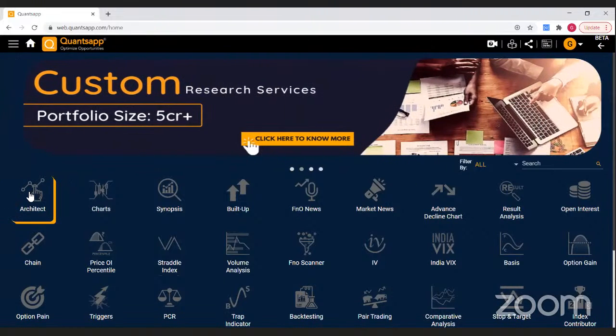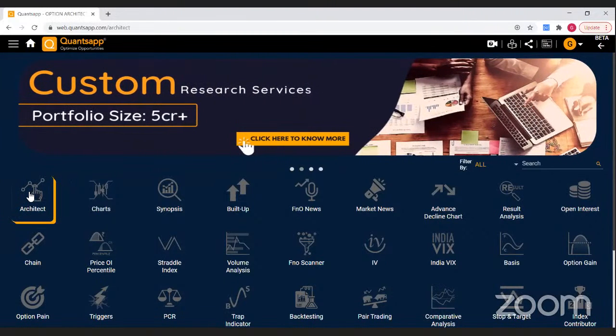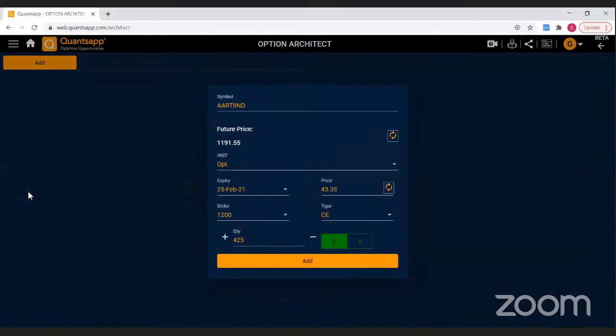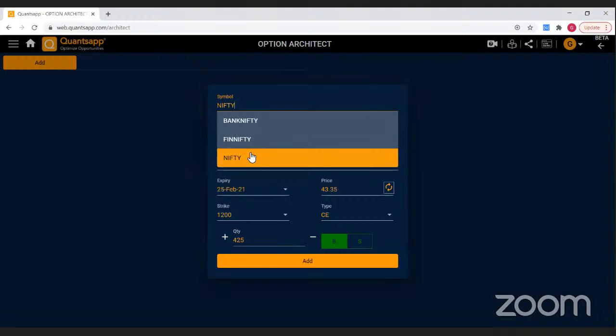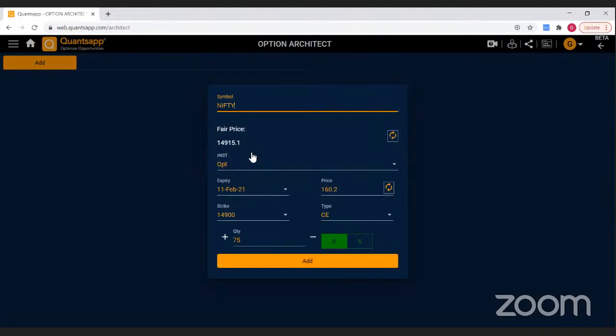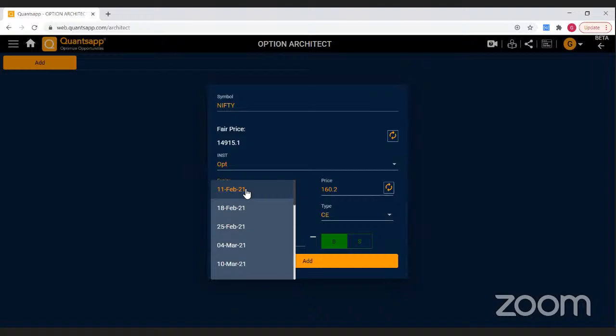So we are jumping towards the architect. So this is the architect. What we are doing in the architect, for example purposes, I will take the Nifty. Now here you can see the fair price. One second before taking that ahead, I want to highlight that the expiry we are taking is of the month of February.